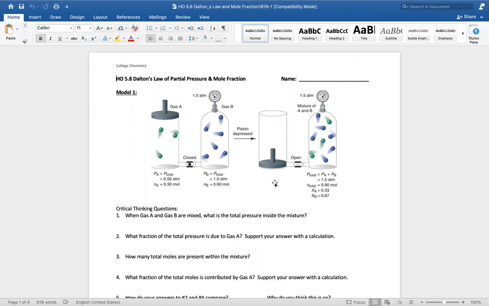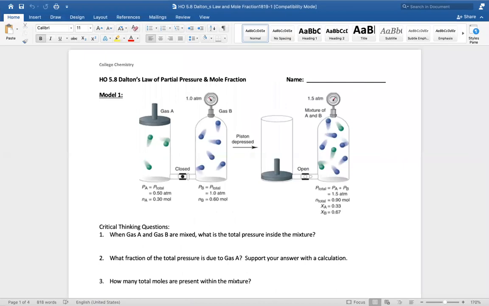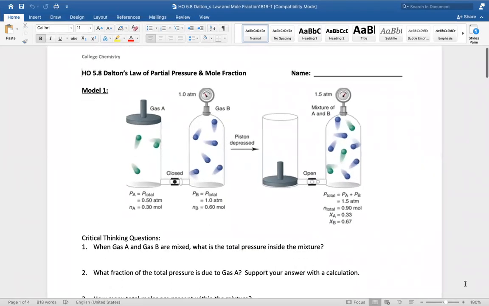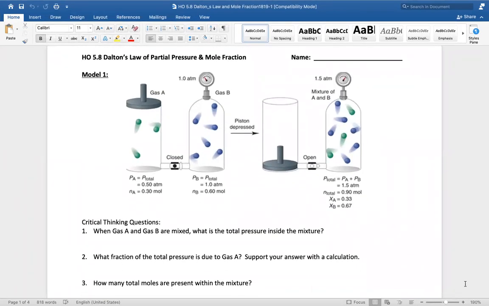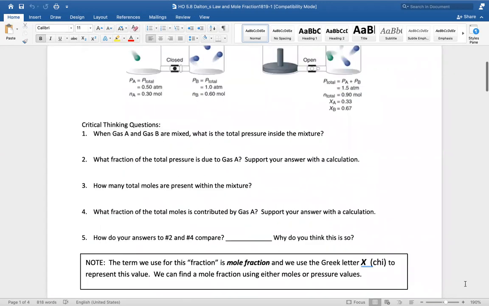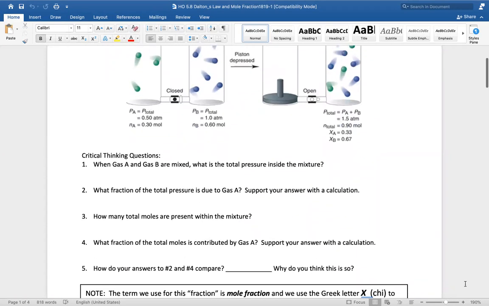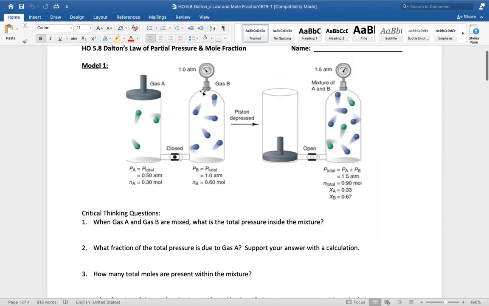All right, on Dalton's law of partial pressures, I want you to have this handout in front of you. Here's what I would like you to do: pause the video and answer questions 1 through 5 on your own, by looking at this model, and then come back and I'll run through the answers.